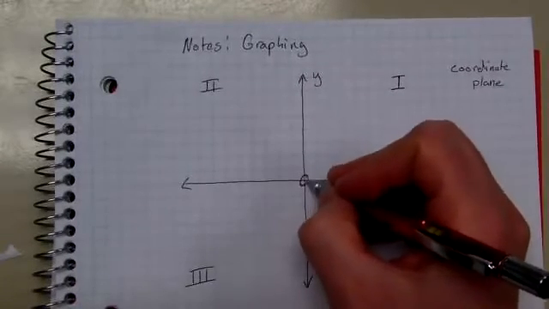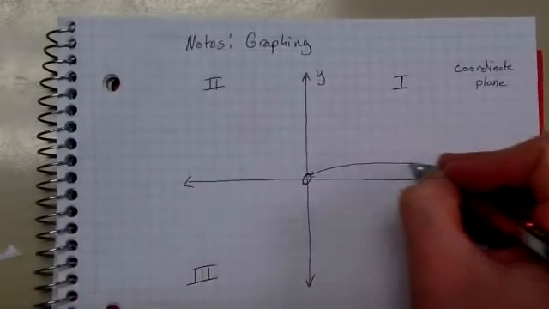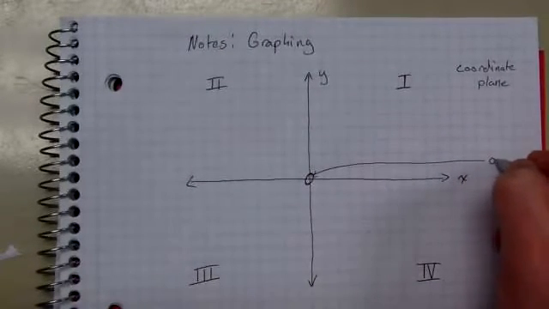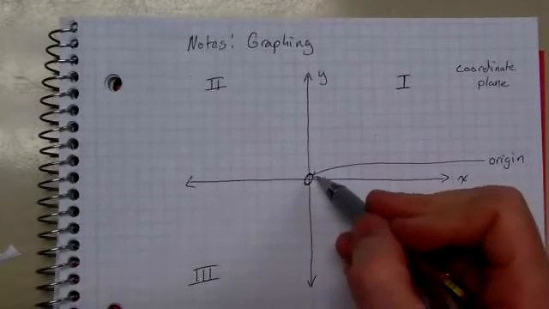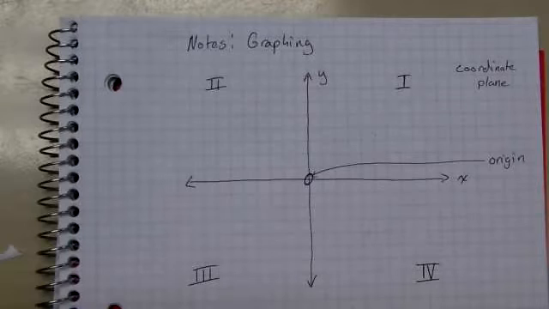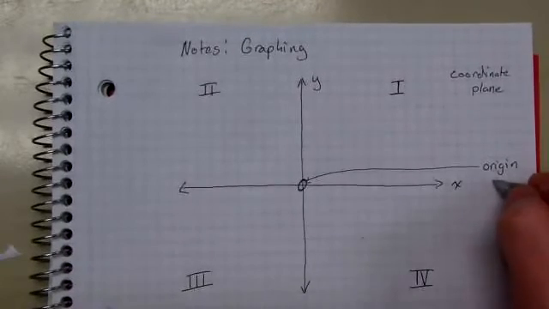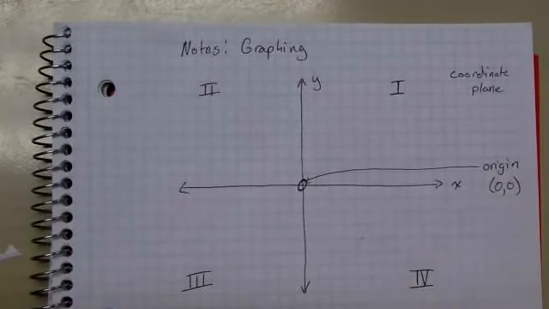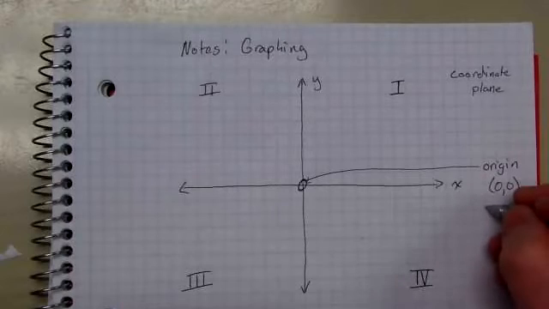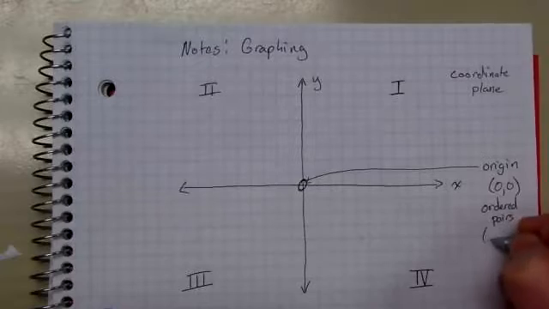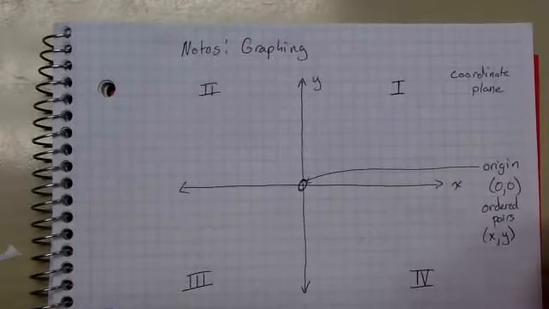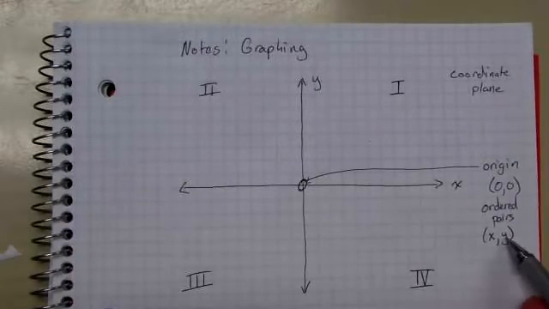This middle part right here, this is what's called your origin. Your origin is the middle part. That's where the x and y axis intersect. All right. And our origin has the ordered pair 0, 0. Some of you may be asking, well, what does that mean? Well, all ordered pairs are written with the x value first and the y value second. So all ordered pairs are written x, y.